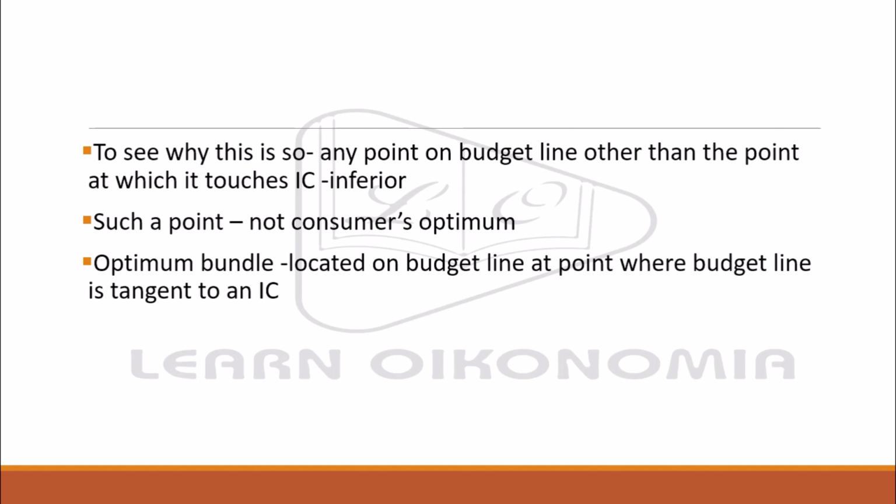In order to see why that is the situation, we have to consider any point on the budget line other than the point where it touches your IC. Such points are considered to be inferior points, which will not be the optimum point of the consumer. So here we can see such points.